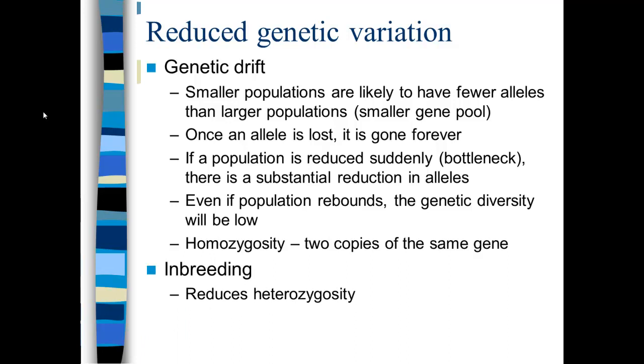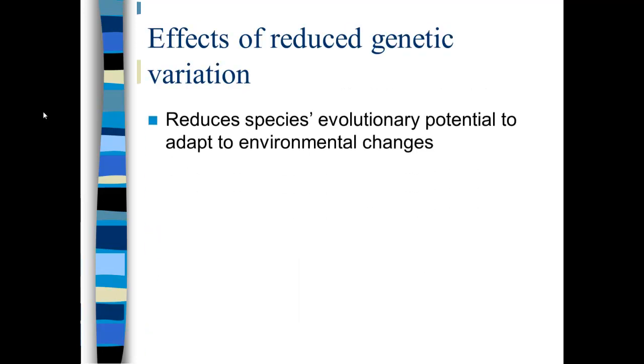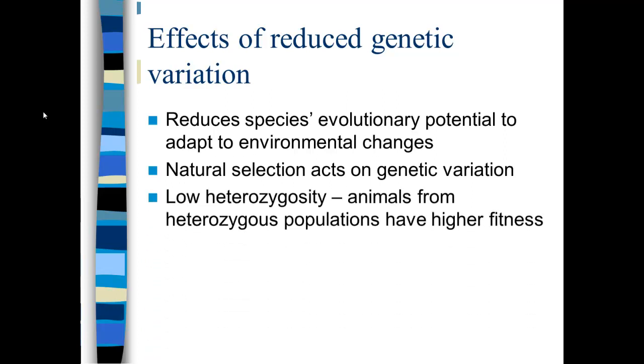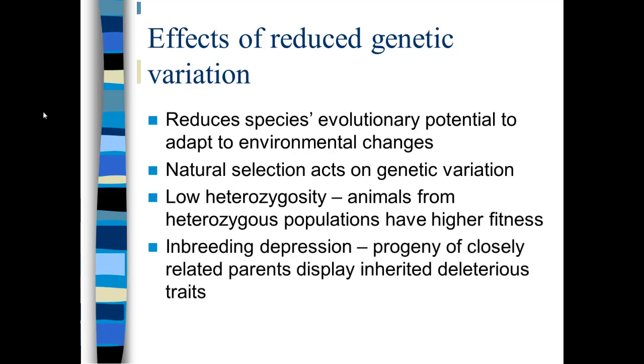Also, with a smaller population, there's going to be more inbreeding. Inbreeding reduces heterozygosity, and this reduces a species' evolutionary potential to adapt to environmental changes. With less genetic diversity, there are fewer adaptations. Natural selection doesn't work, and the species is wiped out by a single environmental change. Okay. And when there's low heterozygosity, that means that you have more homozygotes. There's less genetic diversity, and obviously animals from heterozygous populations are going to have higher genetic fitness.